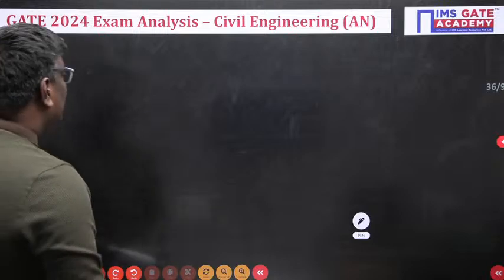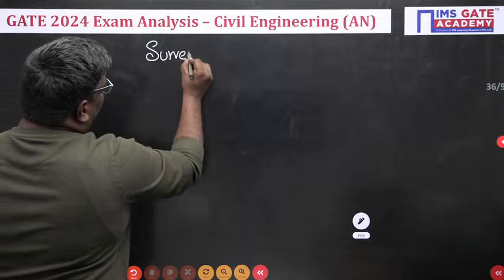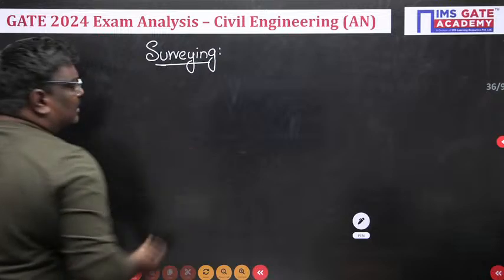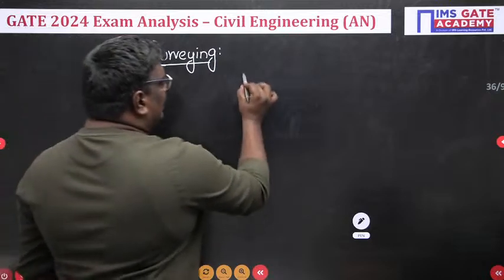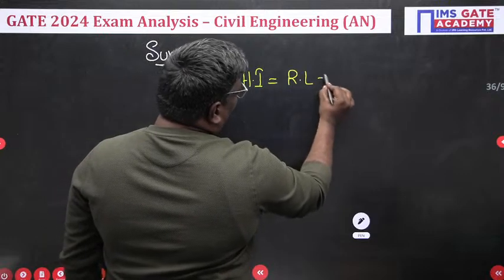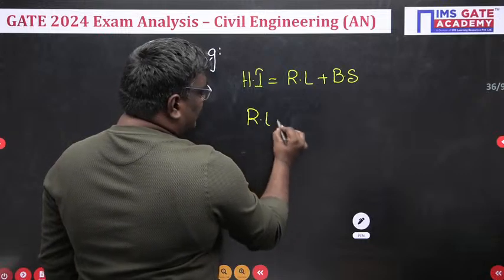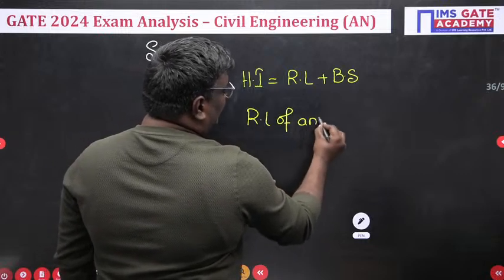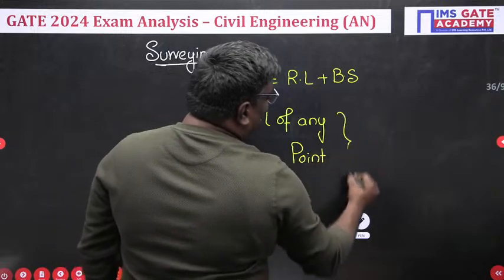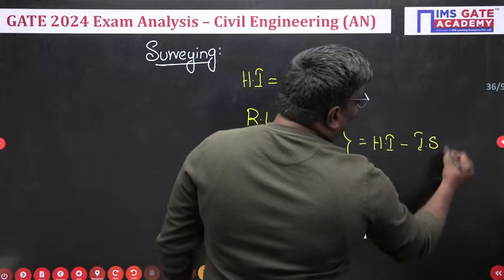Now see students, there was a traditional question in surveying. When I told you about surveying, if you talk about the height of instrument method, what do you mean by height of instrument method? Height of instrument is nothing but RL plus backside, or you can say RL of any point. Follow this method, students, you can solve any type. RL of any point can be written as height of the instrument minus intermediate sight, or you can say foresight.